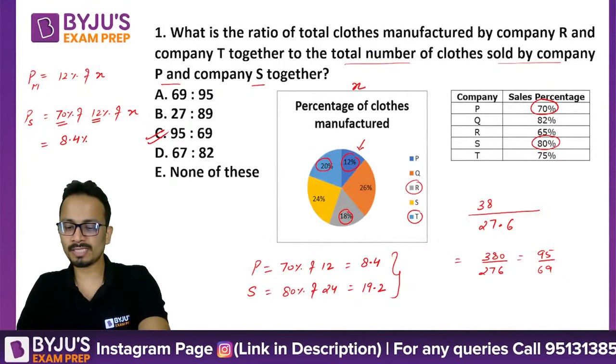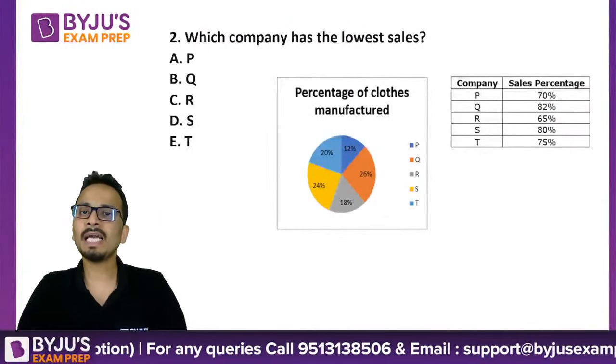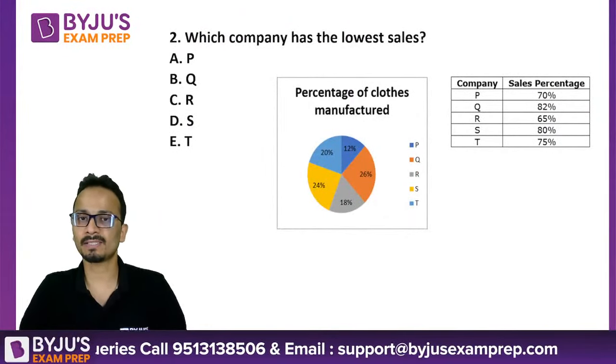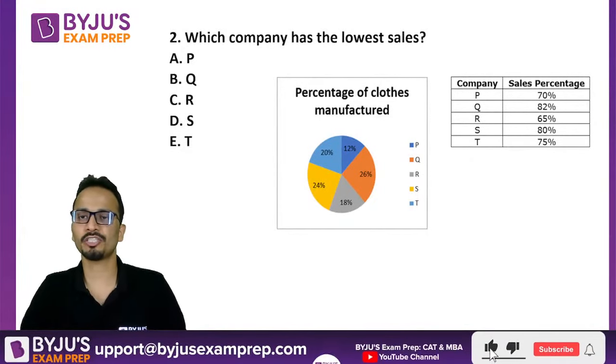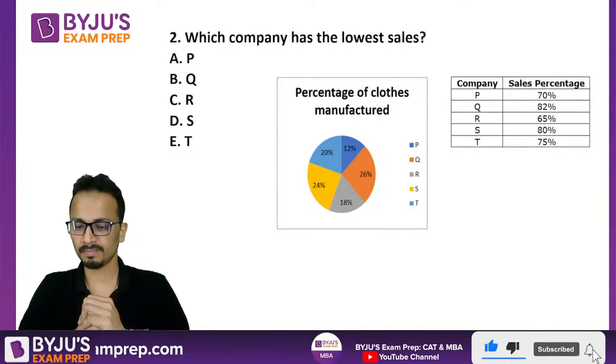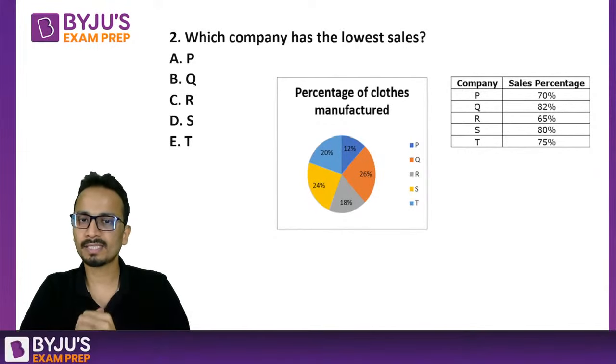Let's move on to the second question related to this set. Which company has the lowest sales? Now this will be an interesting question. Which of these 5 companies has the lowest sales?